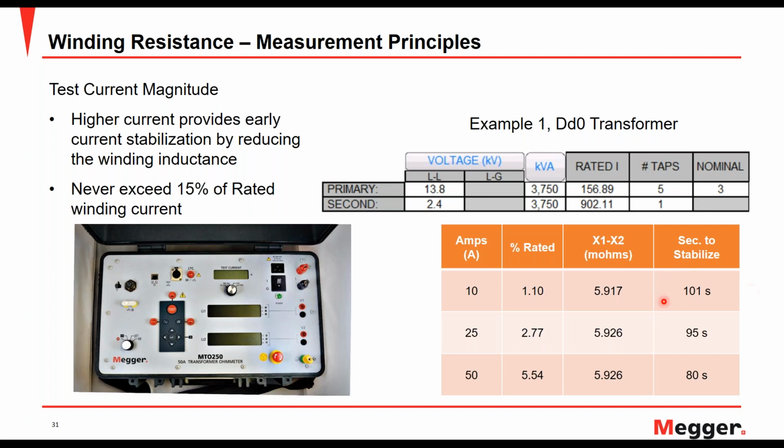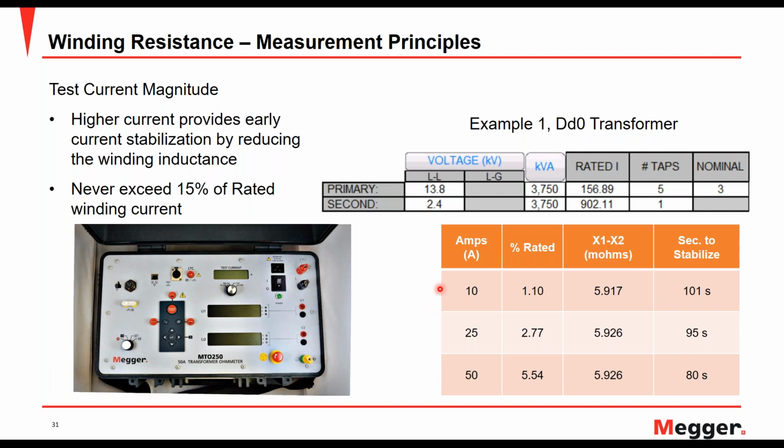The same exercise was repeated with a higher test current value of 25 amps and a value of 5.926 milliohms, which is fairly close to the initial value, was obtained. And the big difference here was the time it took to stabilize was 95 seconds, which was lower than the initial 101 seconds. Now, this exercise was repeated for a third time with a higher magnitude of current at 50 amps. In that case, the almost exact same resistance value of 5.926 milliohms was measured. However, the time taken to stabilize was 80 seconds, which was significantly lower than the 101 seconds that we previously started with.